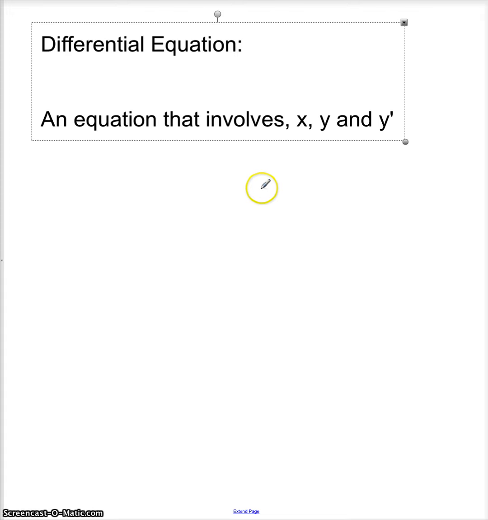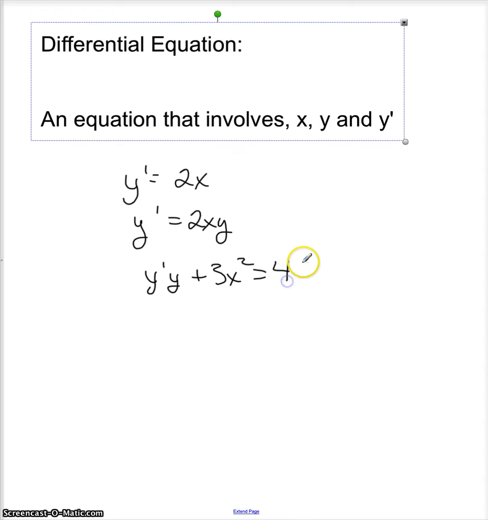Now, let's do another definition. When I say differential equation, I mean an equation that involves x, y, and y prime. It may be of the form y prime is 2x, or y prime is 2xy, or y prime y plus 3x squared equals 4x. I don't know, okay, that's kind of an ugly one. I'm going to be using the phrase differential equation, and I'm not meaning anything mysterious, just that I've got some derivative with respect to x of y involved, along with my x's and y's.